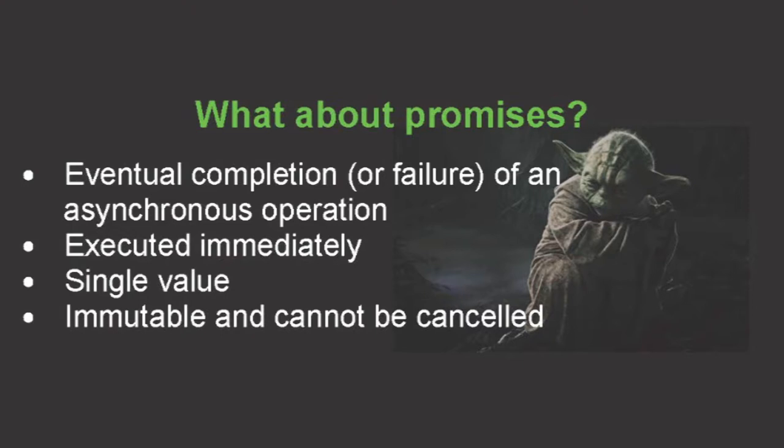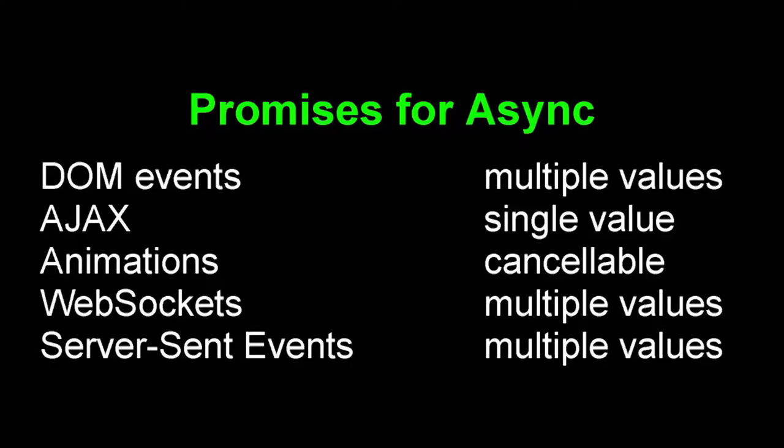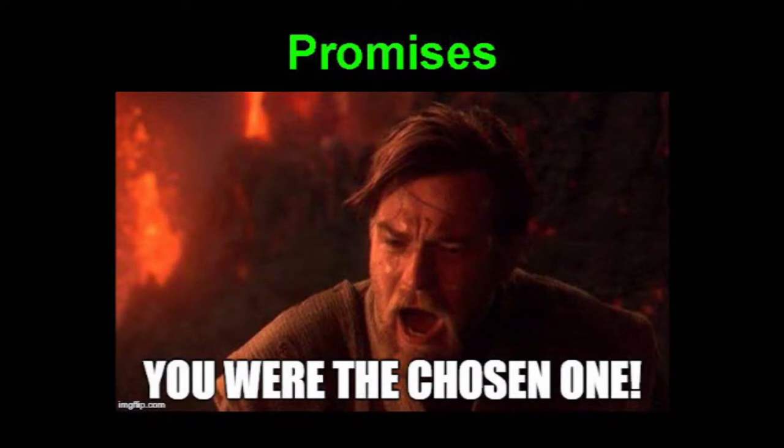So let's go back to that list of async examples that we had in JavaScript earlier and see how well promises work for that. DOM events produce multiple values. Promises only work for single values, so promises are probably not a good option for handling our DOM events. Ajax produces a single value, so I guess promises will work for that, and I suppose that's why we have so many promise-based Ajax frameworks. Animations, probably want them to be cancelable. Promises won't work for that. And WebSockets and server-sent events also produce multiple values. So of these examples, we can see that Ajax is the only one that really seems like a good fit for promises, and that assumes that you don't want to cancel or retry very easily. So it looks as though promises were maybe not what was promised.